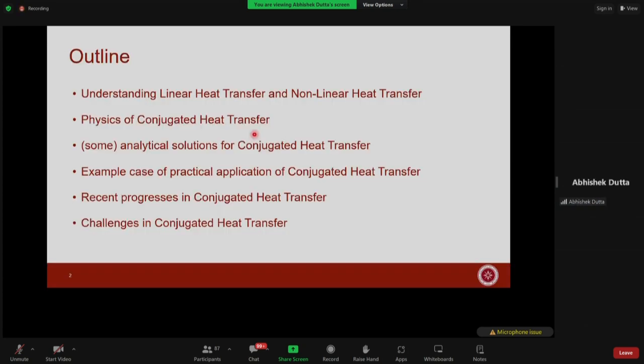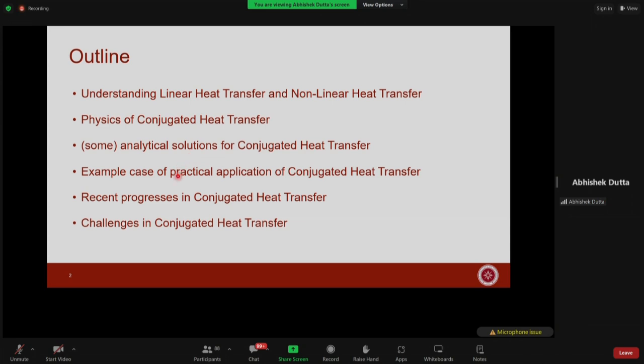Okay, so as usual, the typical drill of any presentation is to let you know what I'm going to present, and this presentation is divided into some topics. We are going through the linear and the nonlinear aspects of heat transfer. We'll try to see what they are. Then we'll talk about the physics of conjugated heat transfer. Then some analytical solutions, as I said, with a bracket, which means that there is no complete list of analytical solutions for different aspects of conjugated heat transfer. There are only some solutions available, and this will also be discussed with you.